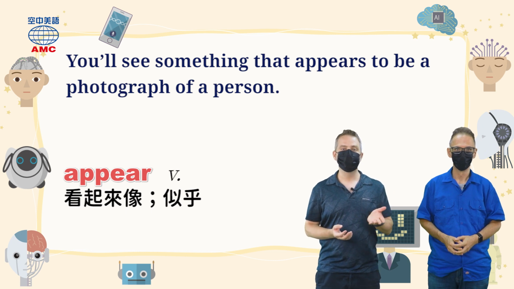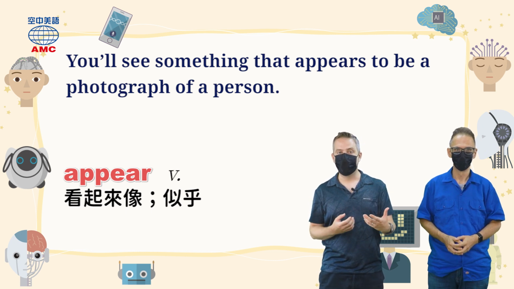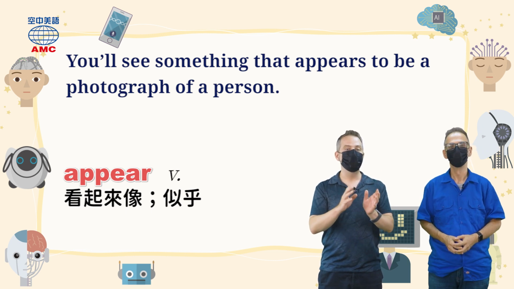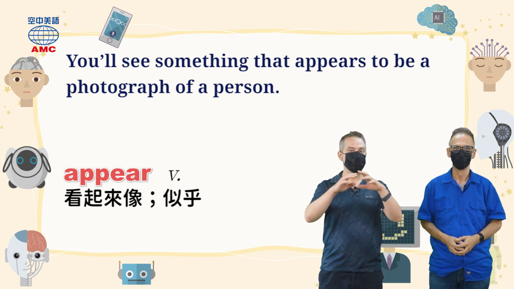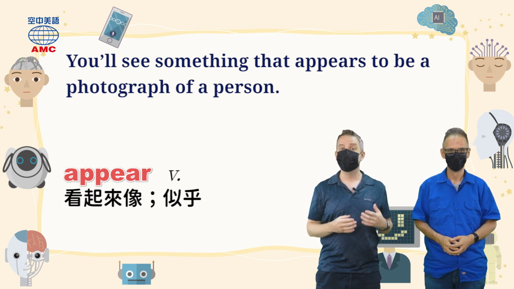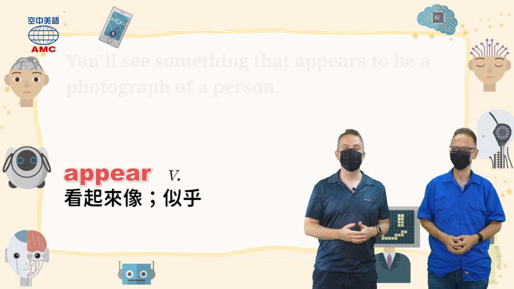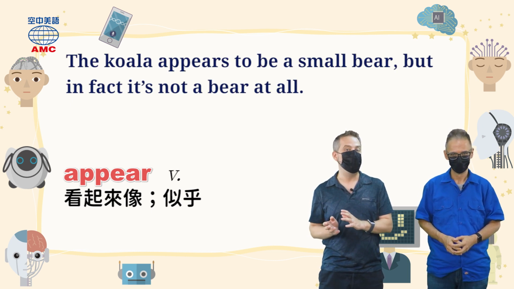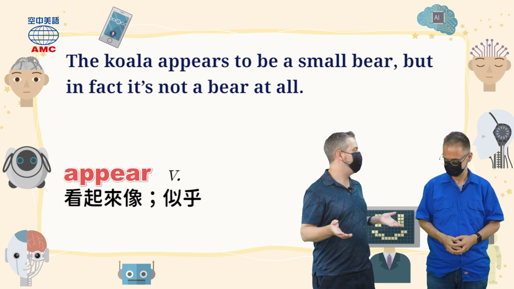And when we use this verb, we're often kind of implying or suggesting that this thing isn't really what it looks like, okay? This is what it might seem if you just take a quick look, but we're suggesting that really it isn't. For example, we could say, the koala appears to be a small bear, but in fact, it's not a bear at all.